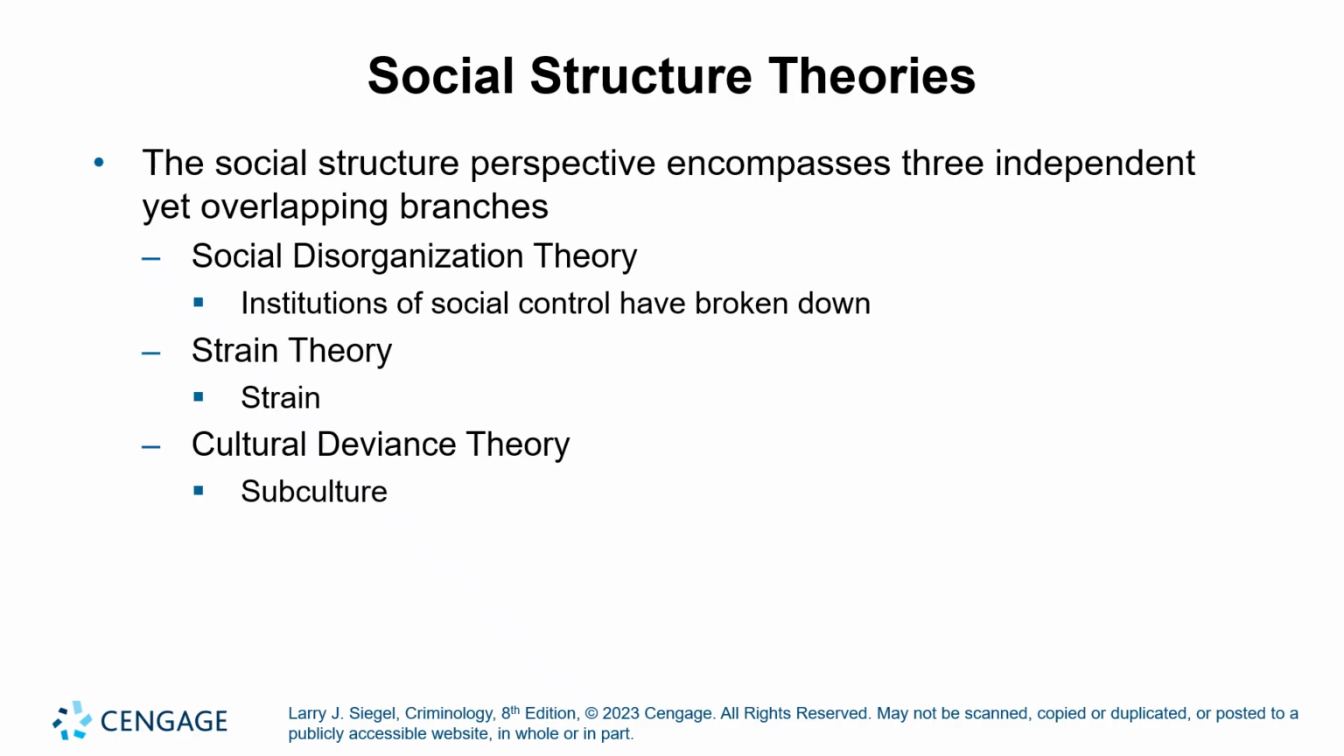Now that we understand how economic conditions shape crime, we can turn to social structure theories more broadly. This perspective includes three independent but overlapping theories that explain how social environments influence criminal behavior. Social disorganization theory focuses on communities where institutions like family, school, and law enforcement have broken down, reducing informal social control. Strain theory looks at the pressure people experience when they are unable to achieve socially valued goals through legitimate means. And finally, cultural deviance theory emphasizes how certain groups develop subcultures with values that may conflict with mainstream society. Together, these theories help explain how crime is shaped by social structure rather than individual choice alone.